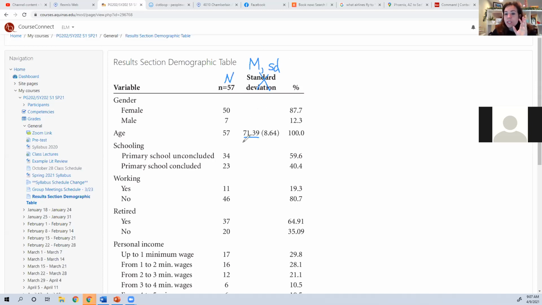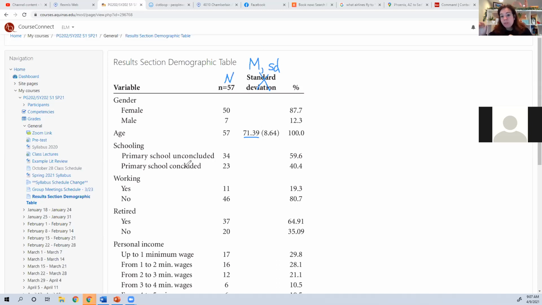Okay, so this is for the demographic variables. For your actual survey data, if you have some that have a mean and standard deviation, you can put them in a table. I don't have any problems with that. Sometimes it's a little faster to write it out and say, I'm going to give you an example.